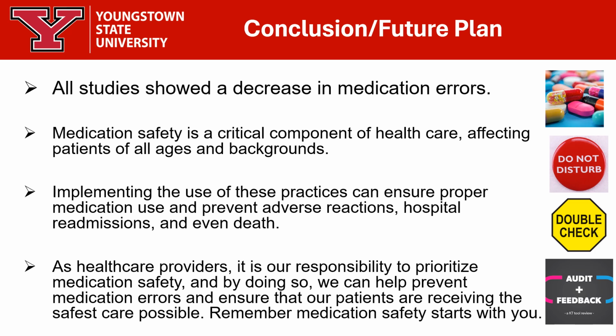The double checking method effects on medication errors were studied, and they were found to be an effective method for decreasing errors. And it also made staff members feel safer during and concerning their medication pass. Audits with feedback proved that the medication mistake rates can be reduced using data gleaned from regular audits. In conclusion, all of these studies showed a decrease in medication errors.